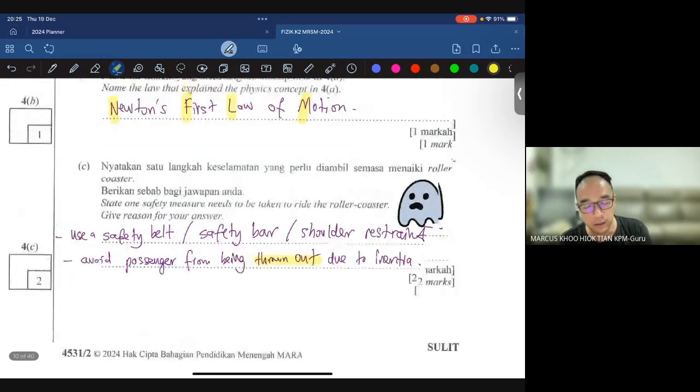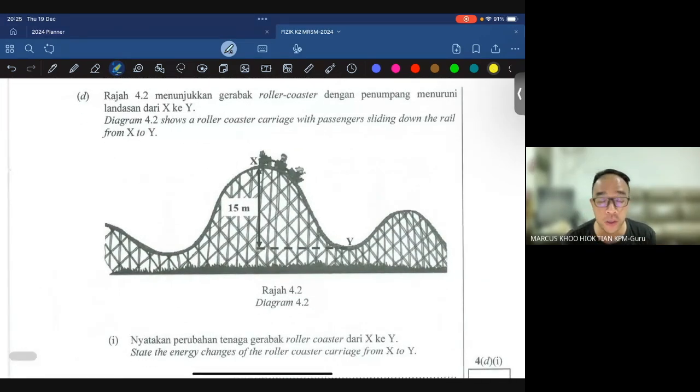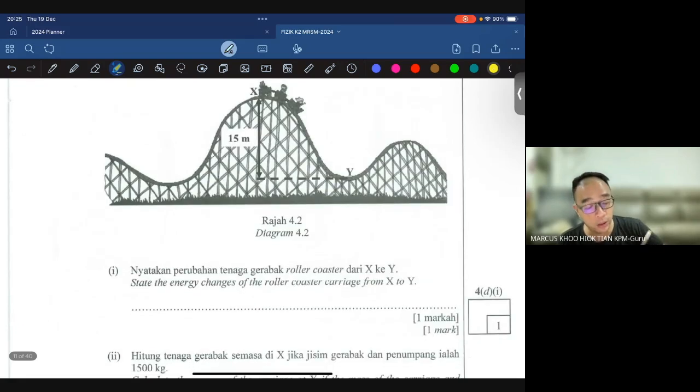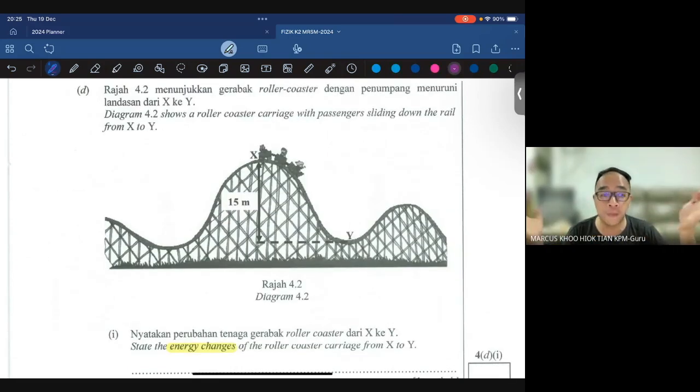All right. Diagram 4.2 shows a roller coaster carriage with passengers sliding down the rail from X to Y. We talked about this in the previous class: energy change is from what energy to what energy. This is actually from science, I don't know which form. There always seems to be one of these questions where they test you stuff you're supposed to learn from science Form 1, 2, 3. You cannot separate physics from lower secondary science. It's still going to be there. You have to know this.